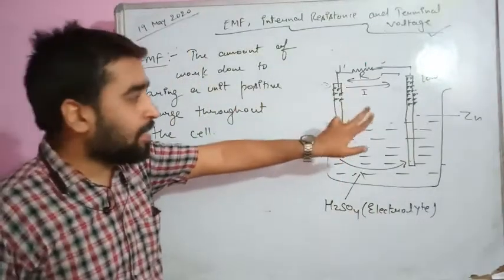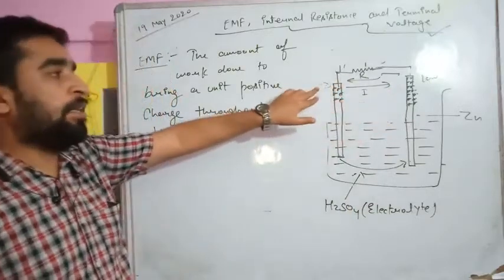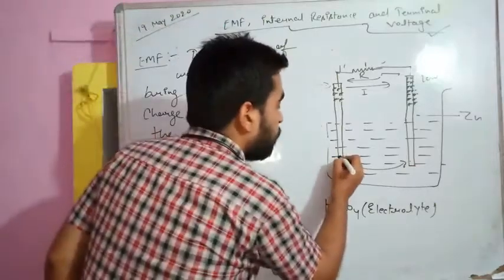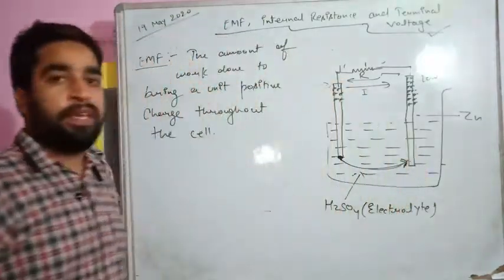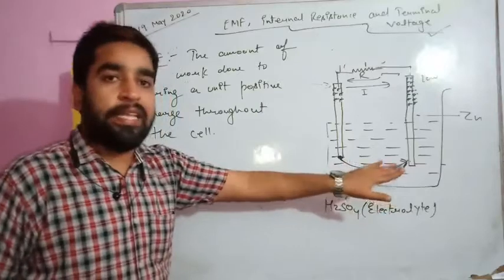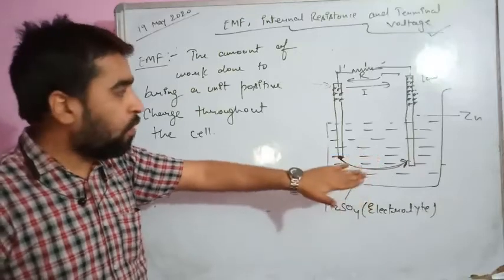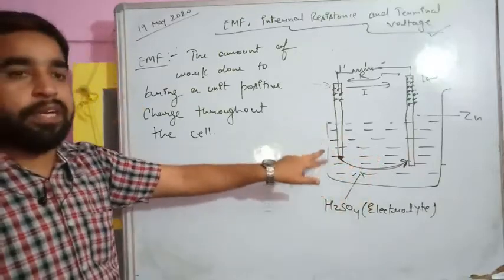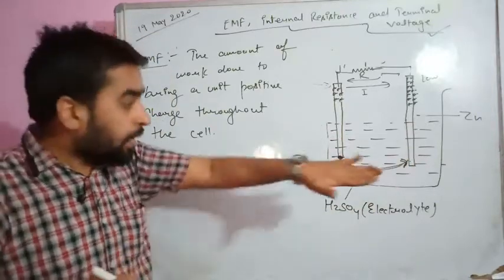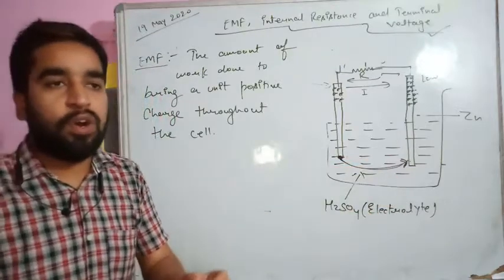The electrons will be transferred from the lower end to the higher end outside the cell, and the same electrons have to be transferred from the higher end to the lower end inside the cell. When this reaction occurs, the electrolyte will offer a resistance. The electrolyte will not allow the electrons to be transferred from this end to this end easily. So the internal resistance which is offered by the electrolyte is known as the internal resistance of the cell.